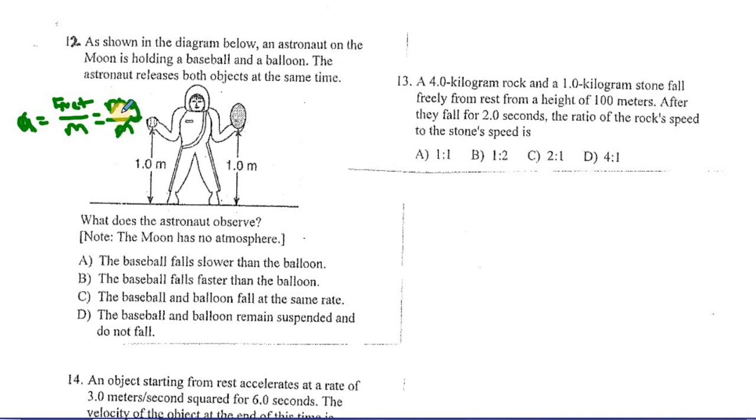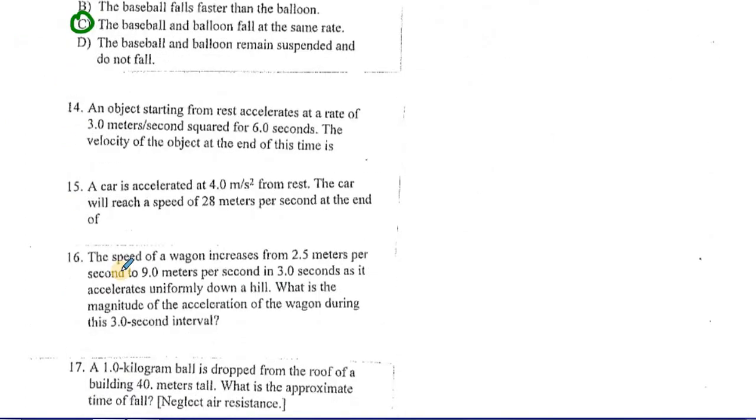And algebraically, you will see here that the masses cancel out, and just verifying what we observed with dropping the bowling ball and the soccer ball out the window is that they accelerate at the same rate. So the baseball and the balloon fall at the same rate. Choice C. All right, so here we got some more calculations.